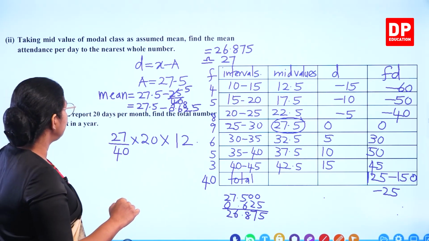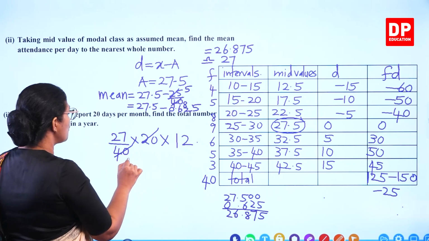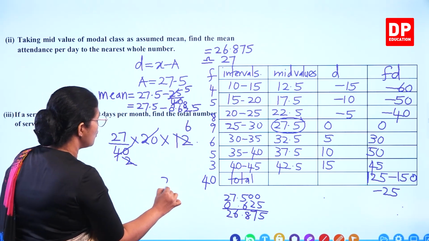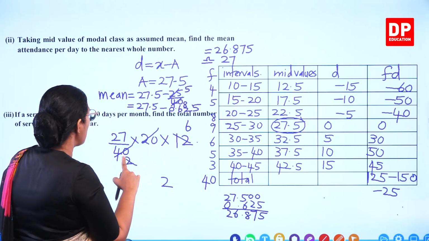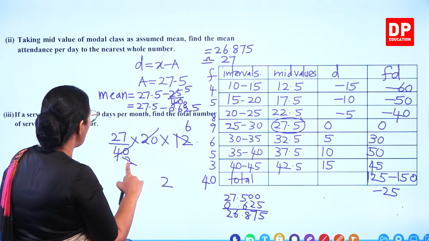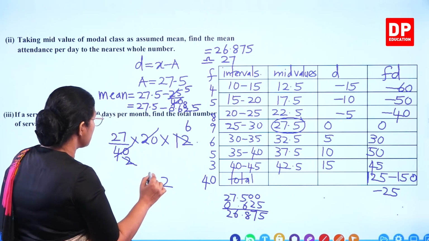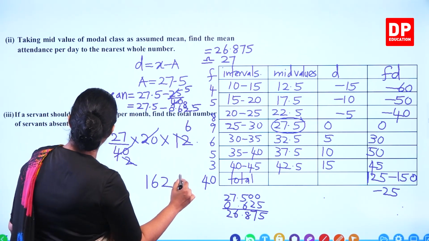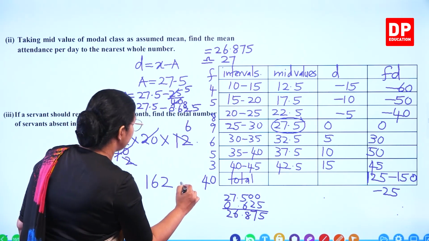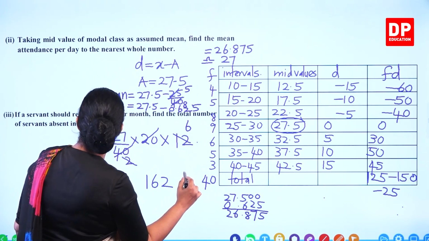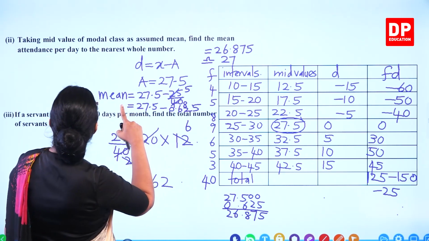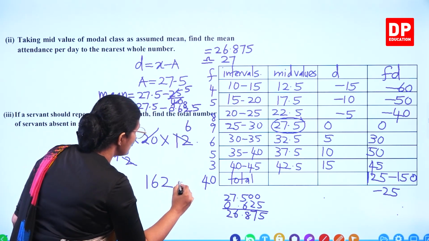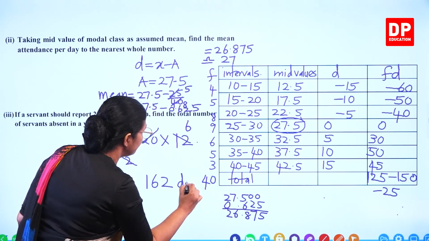So what's the answer? 20 times 2, 2 times 6, 6 times 7, 42, 4 remaining, 6 times 2, 12 plus 4, 16. 162 days. This is assuming the mean attendance per day found. So 162 days.